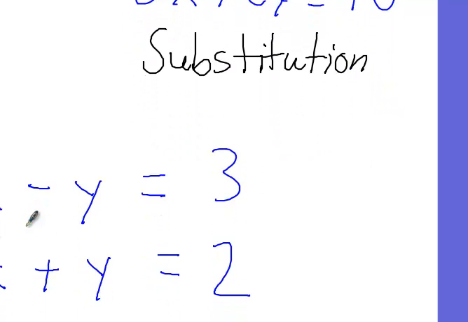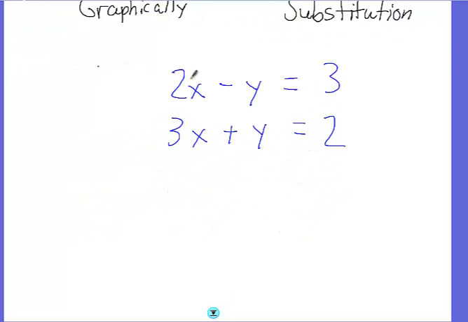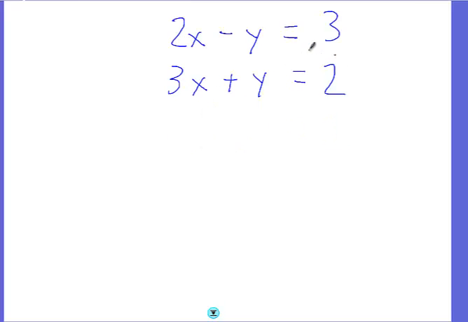But now we're given two equations, 2x minus y equals 3, 3x plus y equals 2. And what we have to do is solve this using elimination. Well, we don't have to solve it using elimination. It's just the easiest method since we don't have to manipulate it algebraically at all. So if we look here, we have 2x minus y equals 3, 3x plus y equals 2.